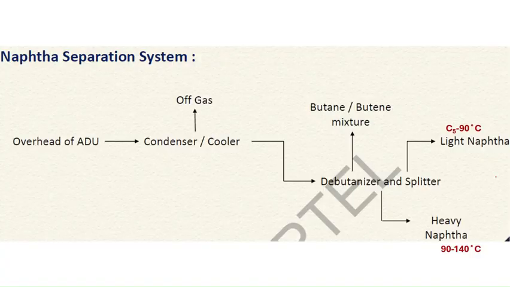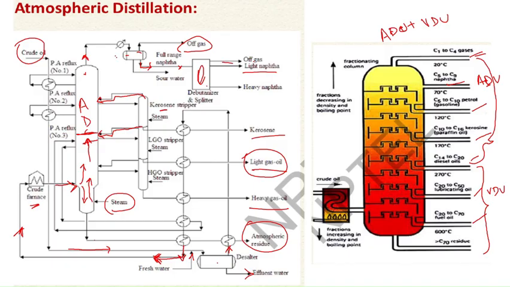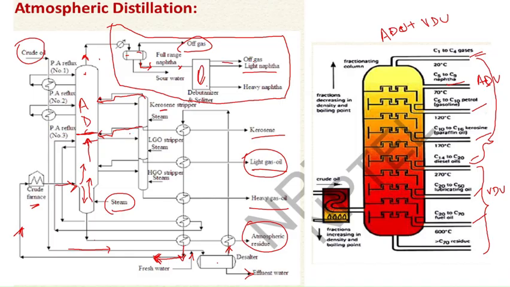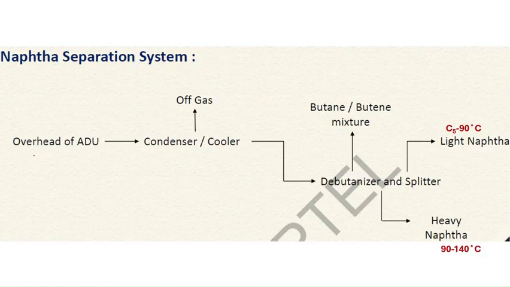Coming on to the naphtha separation system, as I showed you, as it is shown here, this portion is the naphtha separation system. As I told you, it is for the separation of the butane portion. So we will be discussing the naphtha separation system here. It is taking the overhead from the atmospheric distillation unit.